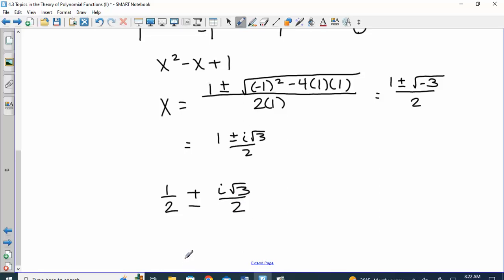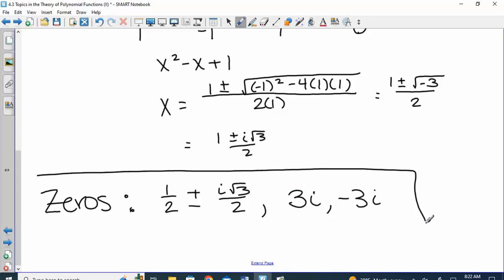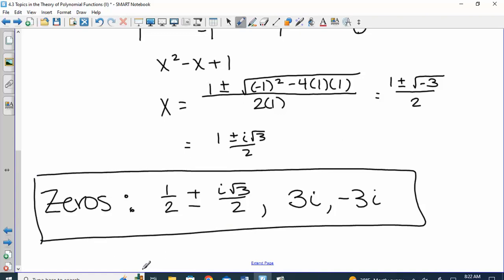All right, my directions for this one were to find all the zeros. So we have these two, and we have positive 3i and negative 3i. What was the degree of my original polynomial? It was degree 4 because it had an x to the fourth, so I should have 4 zeros. And I do: 1/2 plus this, 1/2 minus this, positive 3i and negative 3i. You could also write that as plus and minus 3i.